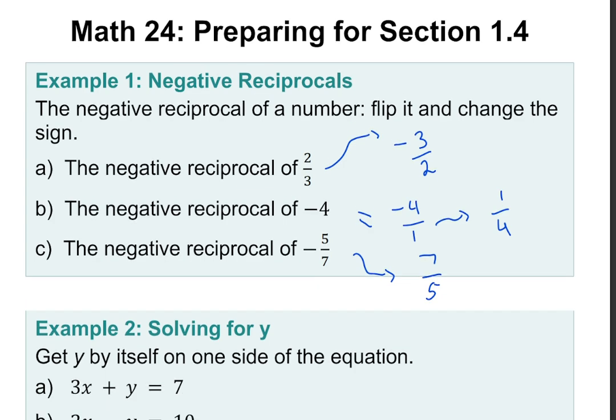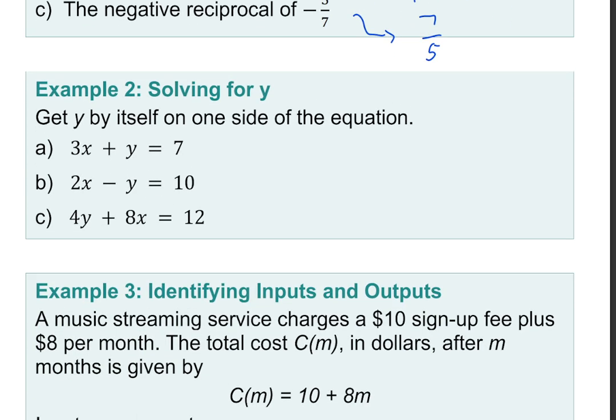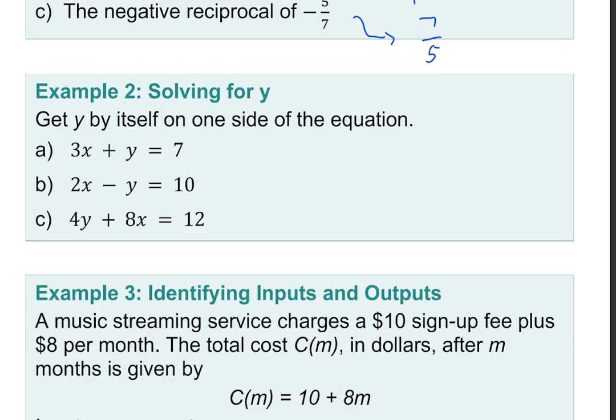Now, solving for y. This is another thing we're going to have to do several times during section 1.4. We're going to have to rearrange equations to get them into y equals. So the goal of this is always to get them as y equals equations. So the first one's not too bad. We want to subtract 3x from both sides, and we immediately get y equals -3x plus 7.